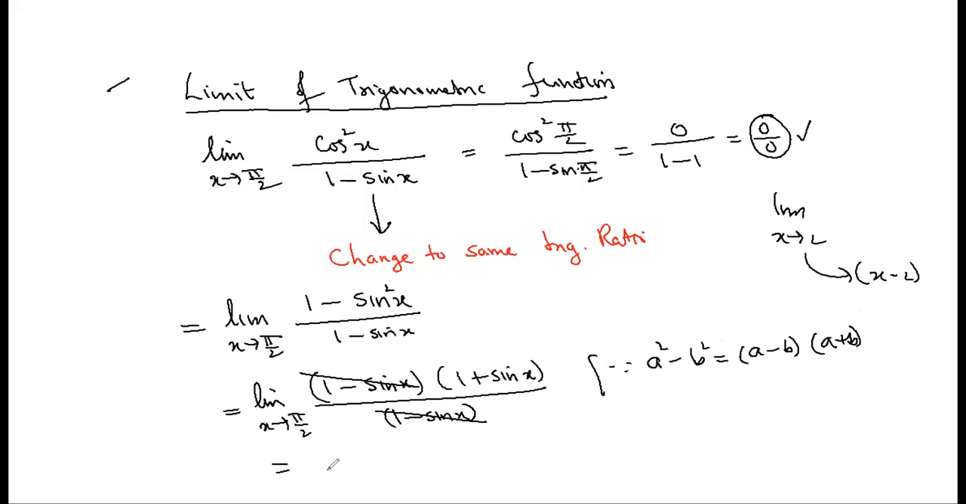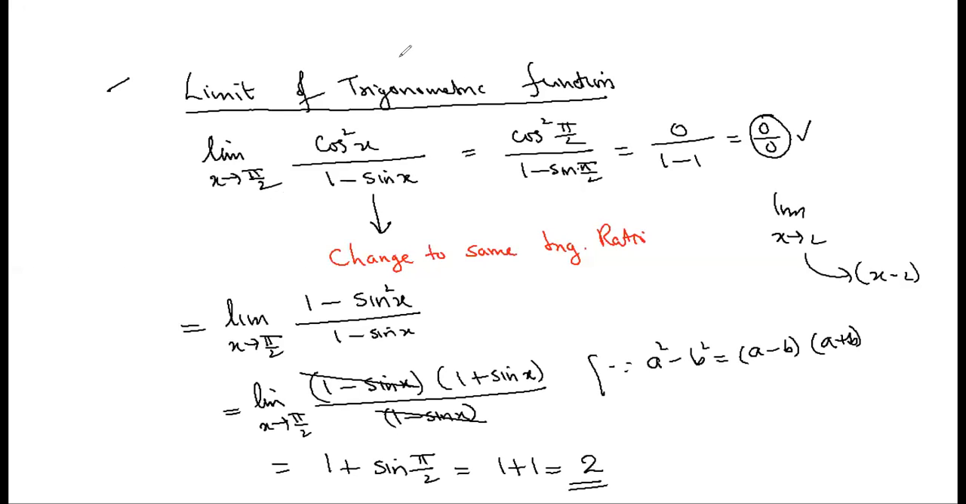Yes. So it became 1 plus sine pi by 2. 1 plus 1, and that became 2. Did you understand the method? Yes, sir.